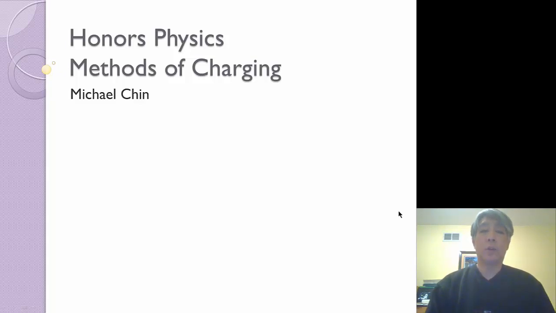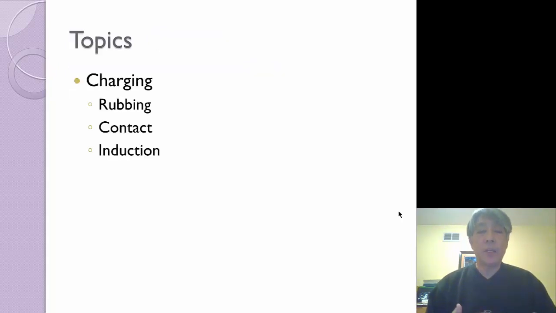Hi, this video is going to talk about different ways that we can charge up an item. There are basically three different methods of charging. You can charge an object by rubbing an object with another object. You can charge an object via contact. This works especially well when the objects are conductive. And the third way that you can charge an object is by induction.